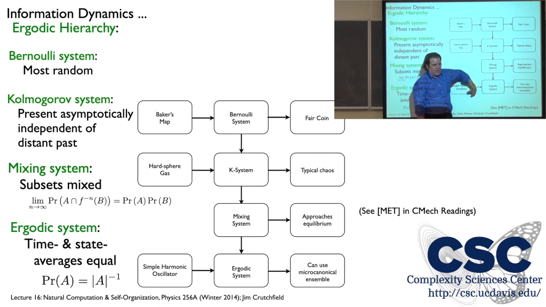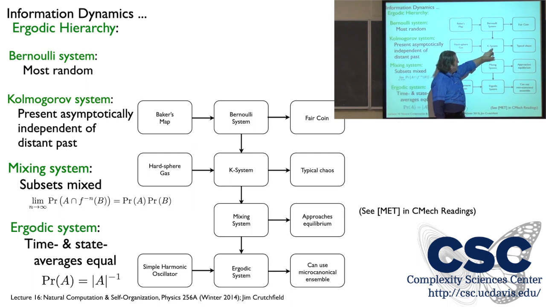Right? If I have a simple harmonic oscillator and I pick just a few of the states in some distribution, that bunch always stays together. It never spreads out over the whole set. The mixing property allows that and requires the metric entropy to be positive, so that cells are actually stretched out, folded over, and mapped back onto each other.